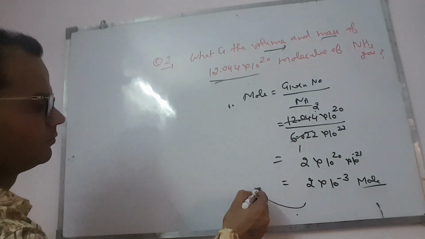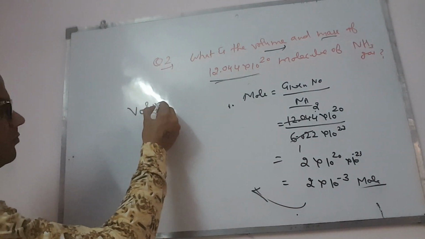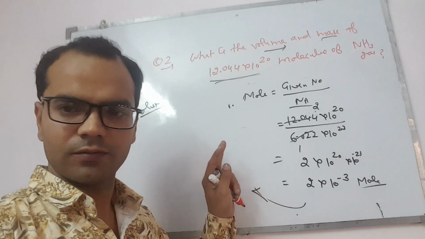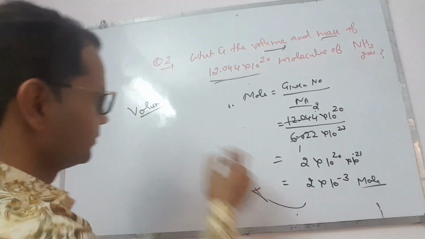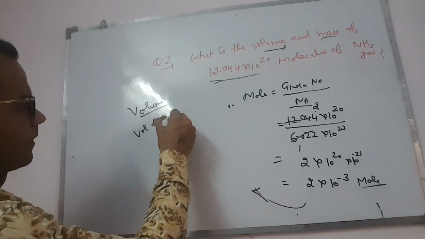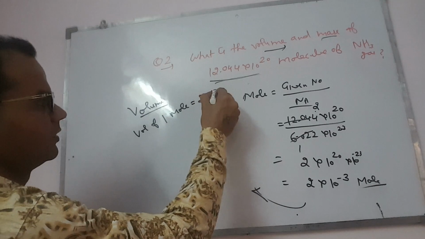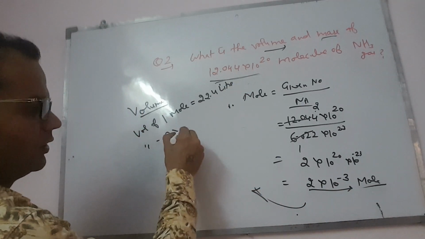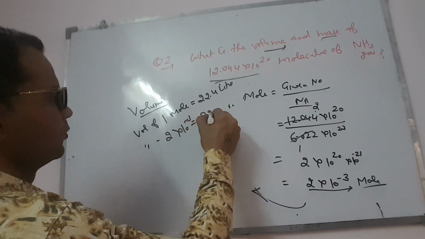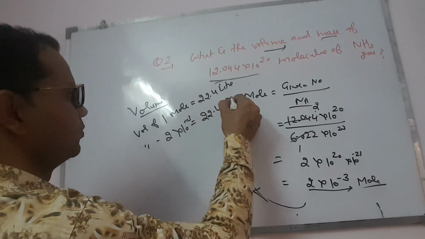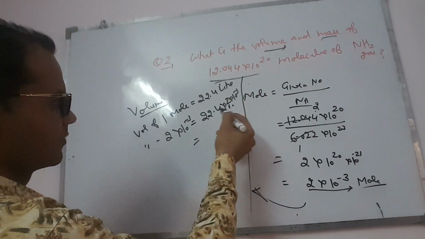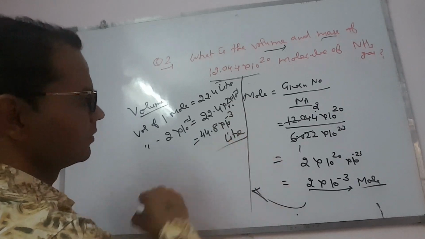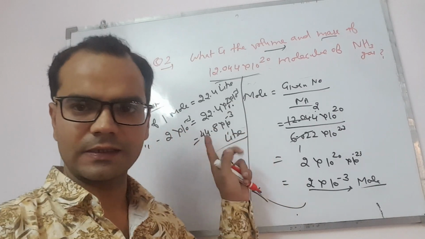First we find out volume. The volume of 1 mole is 22.4 liter. And we have the moles here, 2 into 10 raised to power minus 3. So 22.4 into 2 into 10 raised to power minus 3. Answer will be 44.8 into 10 raised to power minus 3 liter. Easy. First answer is there.